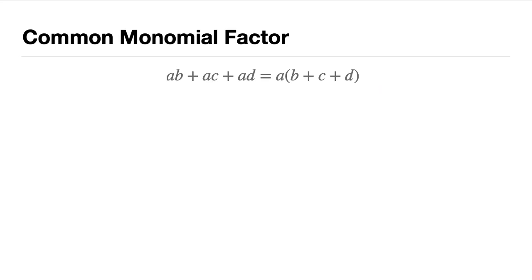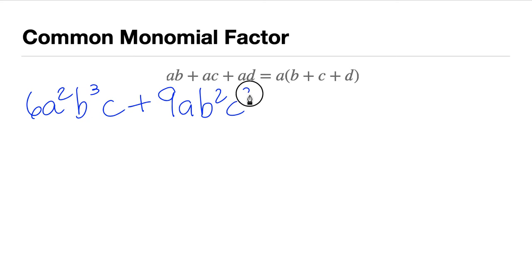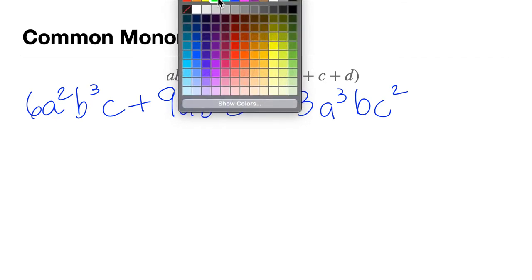Let's give more examples. Shall we have common examples here? Let's say 6a squared b cubed c plus 9a b squared c cubed minus say 3a cubed b c squared. Okay, so let's find out their common factors. Actually, if you get yourself used to it, you can just simply see what the common factors are.